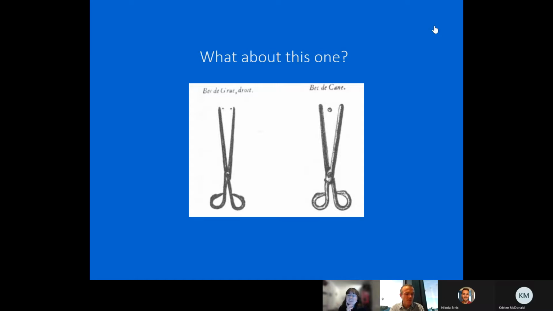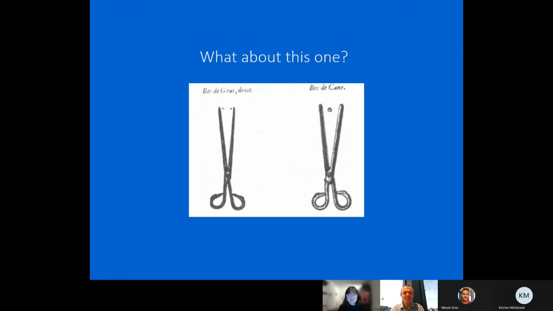To remove bullets from wounds. Yes, absolutely right. Well done. That's exactly what it was used for. So they're not quite scissors, which they might have looked like at first glance, but they're in fact, yes, exactly, more like tongs, which can be used to pluck something out. Fantastic. Okay, so Richard, if you want to go on to the next slide.